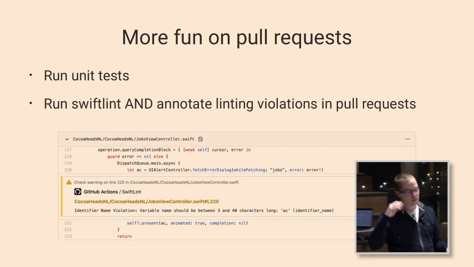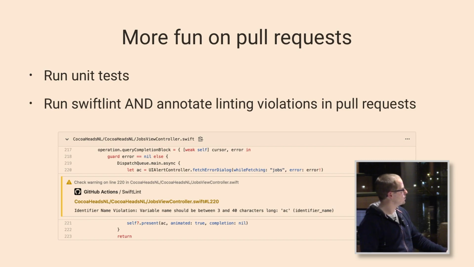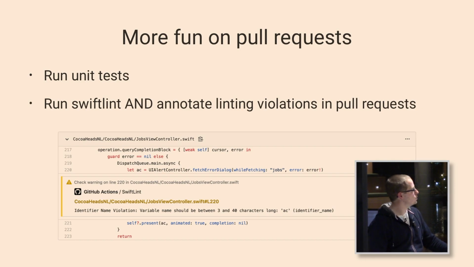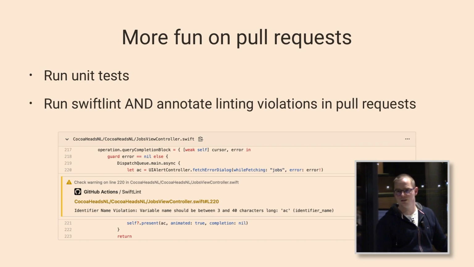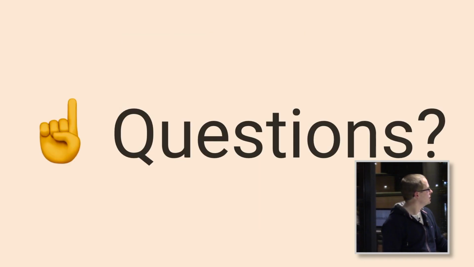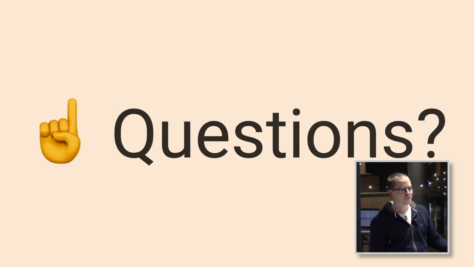Oh yeah, one more thing, or well, a second thing. Of course, you can run unit tests, as I've shown. You can run SwiftLint and annotate those linting violations on pull requests, as you've seen. But it's just a standard Unix-like environment, whatever you use as a runner, so you can do all kinds of things. I wouldn't run a crypto miner there. Questions?